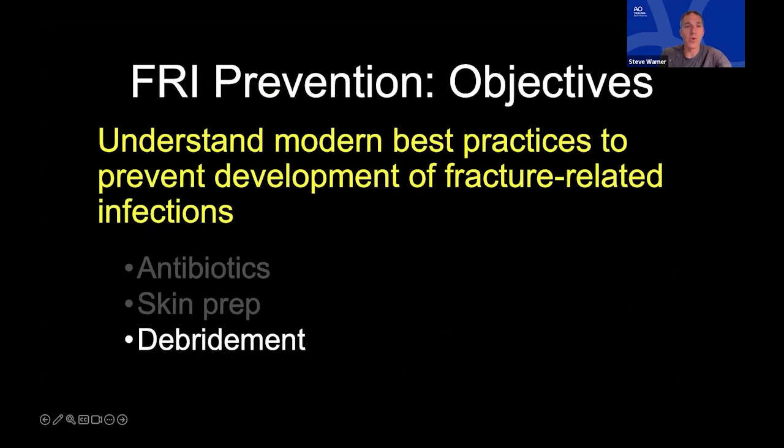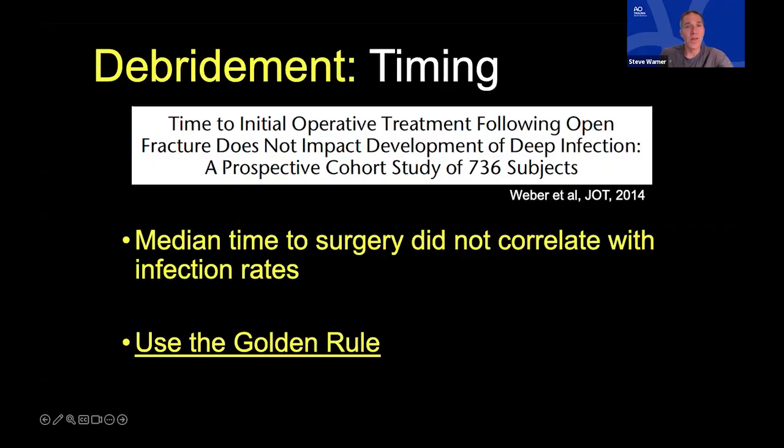And moving on, our pathway of treating open fractures, we talked about antibiotic use when the patient presents. We talked about the skin preparation. Now we're getting a little bit more into the treatment of these patients, looking at the debridement. And so in terms of timing of debridement, this has been studied quite a bit. And I think this study from 2014 highlights what a lot of other studies have shown. They looked at time to initial operative treatment of open fractures in over 700 patients. And what they found was that median time to surgery did not correlate with infection rate.